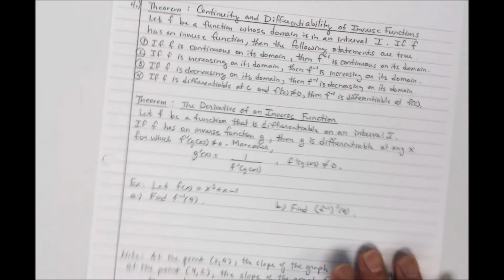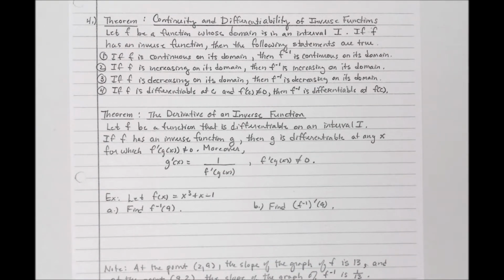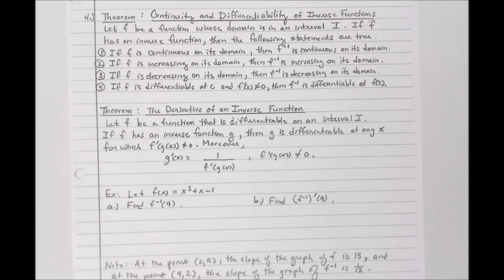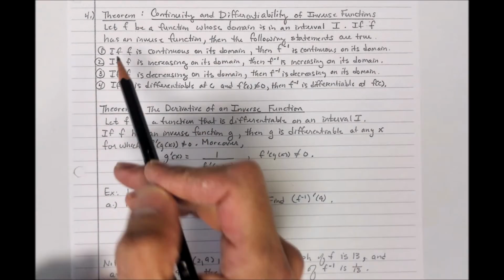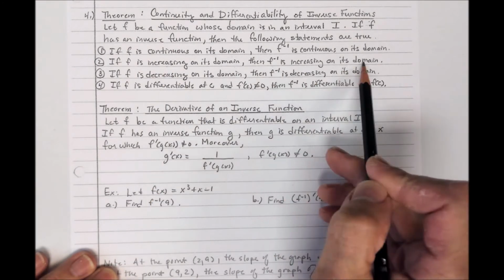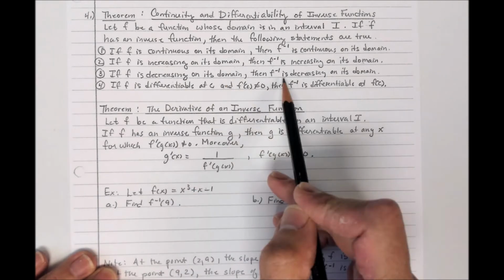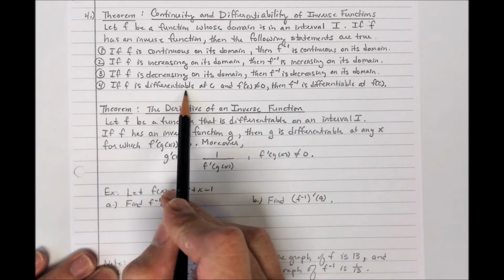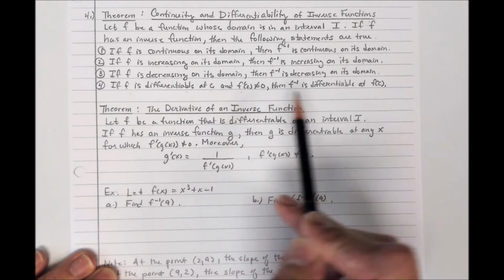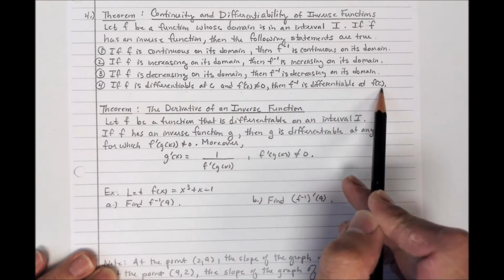All right, now here's the first of the 2 theorems that we're going to mention here that have to do with inverse functions and calculus. The first one's talking about continuity and differentiability of inverse functions. It says let f be a function whose domain is in the interval I. If f has an inverse function, then the following statements are true. If f is continuous on its domain, f inverse is continuous on its domain. If f is increasing on its domain, then f inverse is increasing on its domain. If f is decreasing on its domain, f inverse is decreasing on its domain. And if f is differentiable at c, where f prime of c is not equal to 0, then f inverse is differentiable at the y value at f of c.